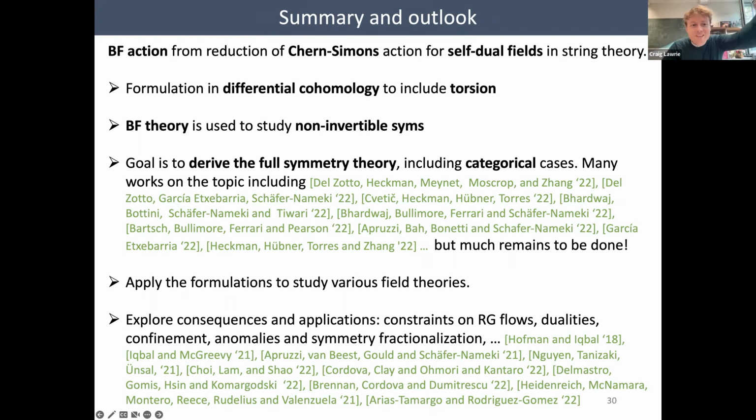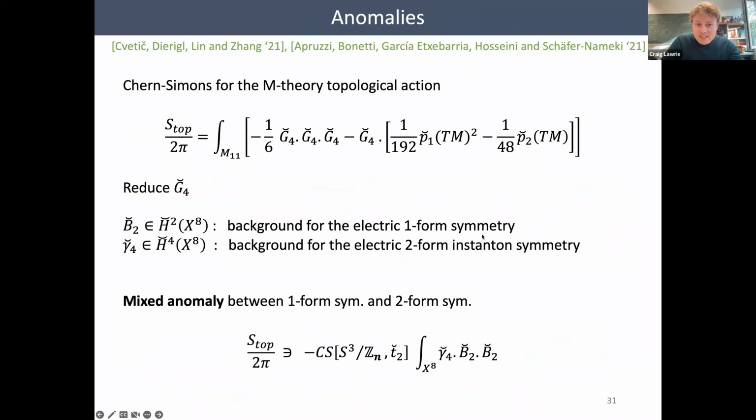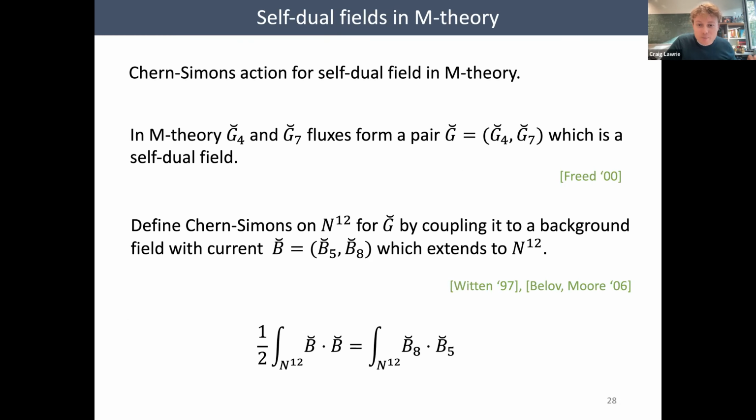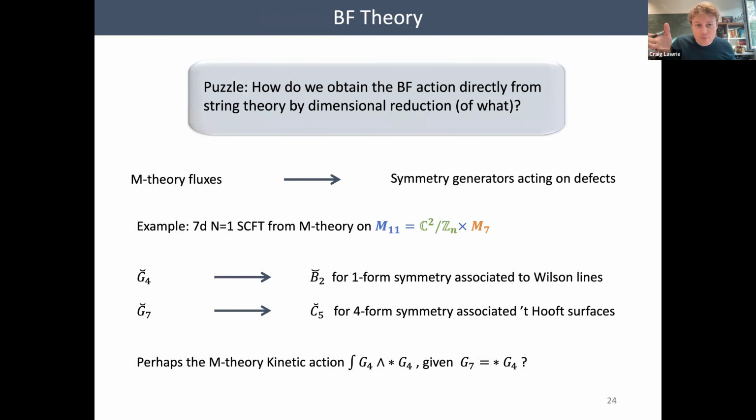I have a question. I actually arrived a few minutes late, so maybe I missed this, but in the BF theories you construct from M theory on M7 times C2 mod Zn, the BF theory is the symmetry TFT, but it's the symmetry TFT for what 6D theory? So I'm talking about the construction from M theory, where you have M7 times C2 mod Zn, and then you derive the BF theory from this M theory perspective. Yeah, this one here, exactly.